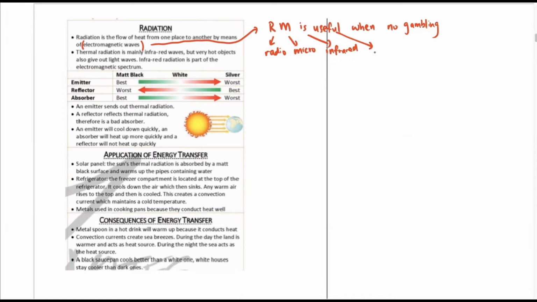Infrared, very useful. Visible means visible light, and ultraviolet stands for ultraviolet.